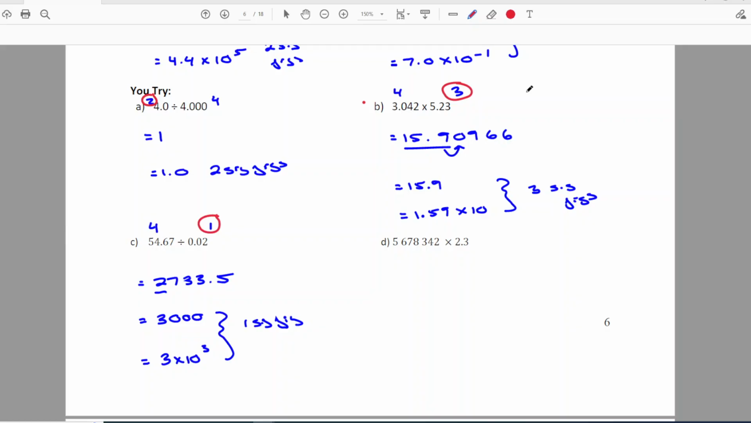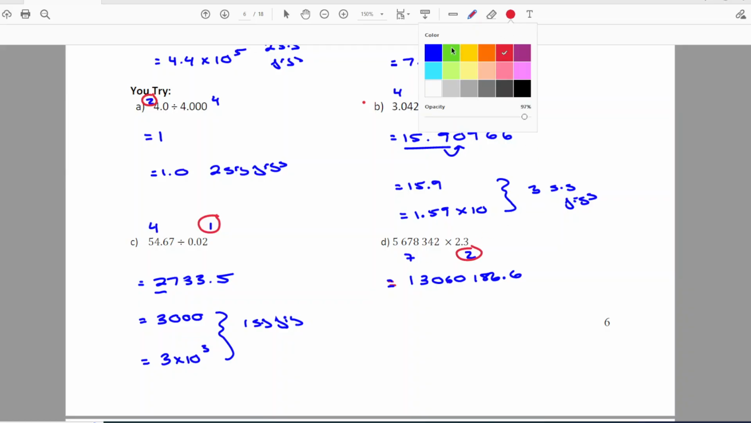5,678,342, and I'm multiplying that by 2.3. Ooh, that's a big number. That's going to give me 13,060,186.6. Okay, so what about significance? This has 7 sig figs. This one has 2, which means I'm limited by my 2 sig figs.